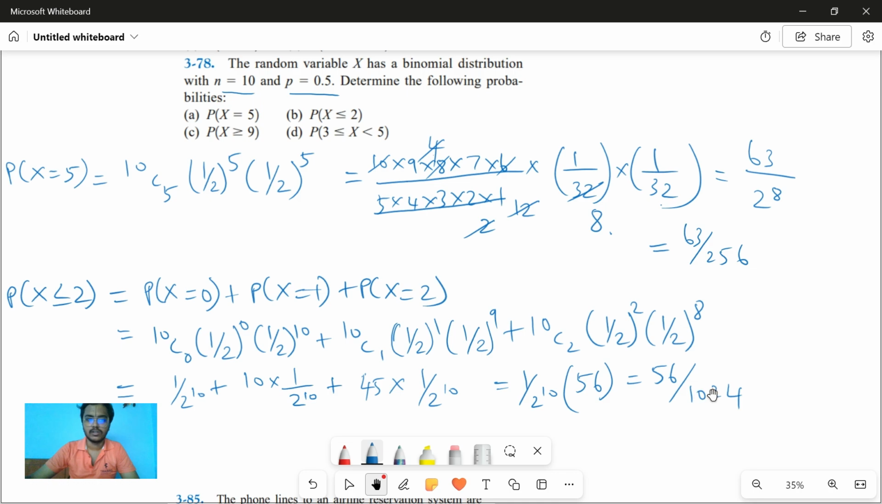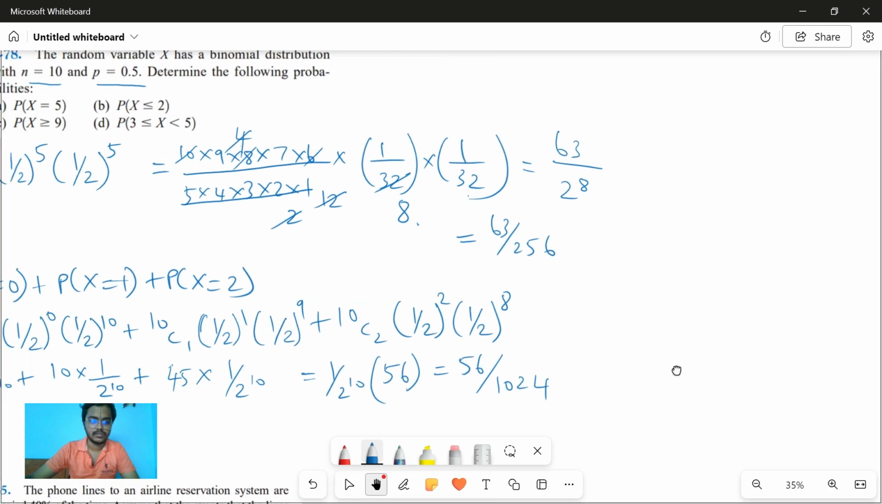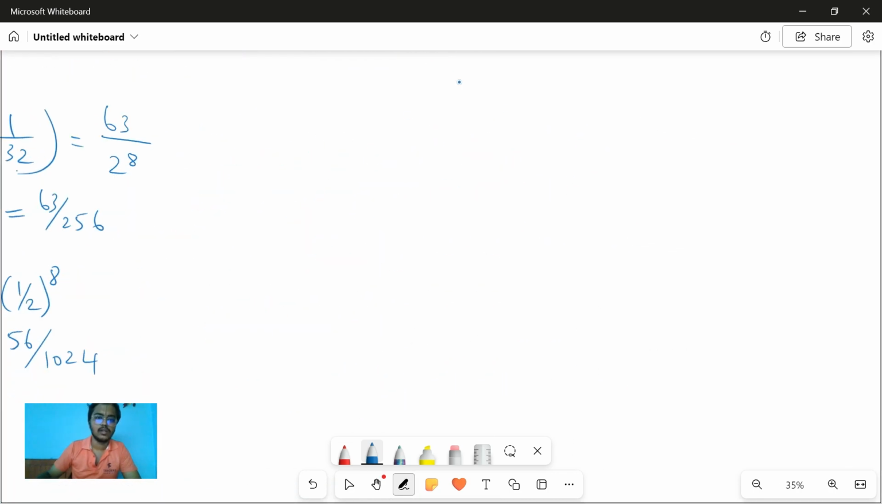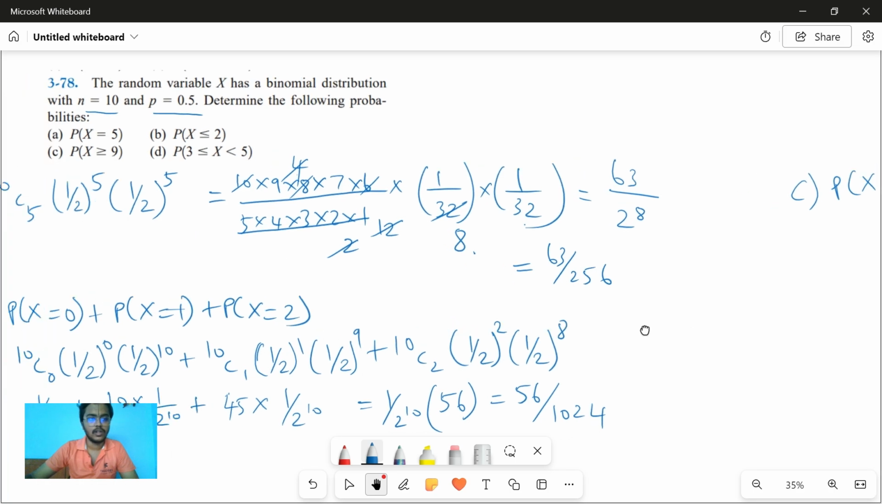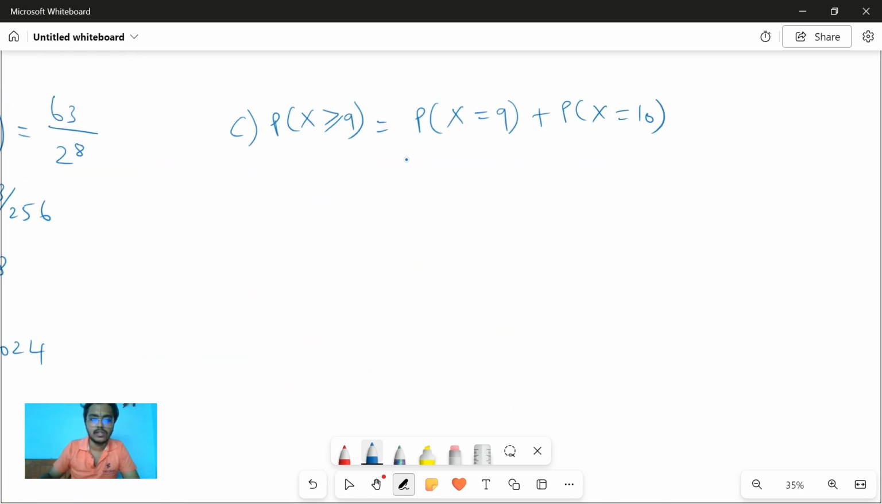Now for the third, I'll write here: P(x ≥ 9). That is the third question, right? Here comes the catch. Will you keep on adding up to infinity? No, because it is a binomial distribution, and a binomial distribution has only n values. N is 10 here, so you will take only P(x=9) and P(x=10).